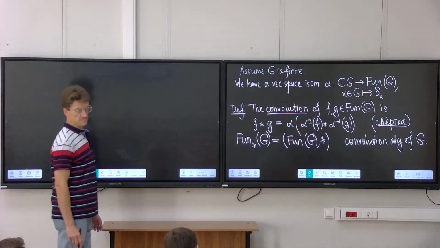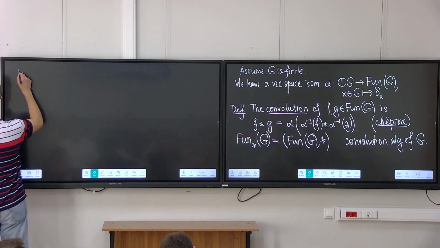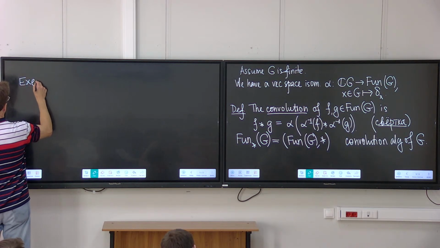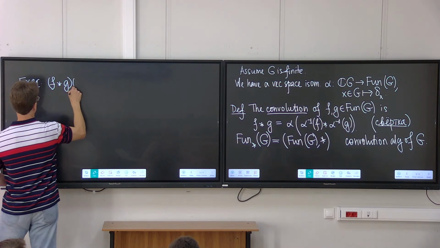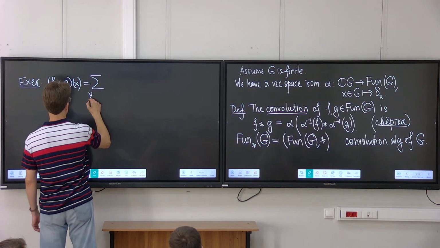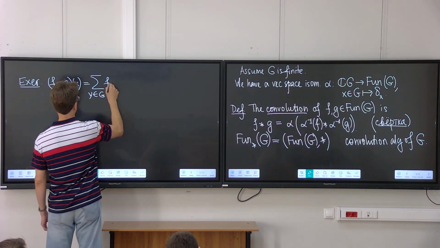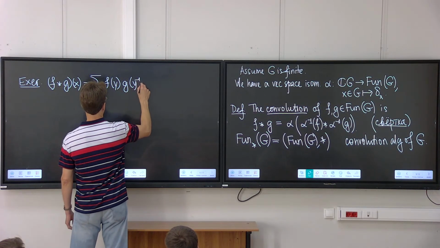There is a useful simple formula for the convolution. This is a little exercise for you. Explicitly, the convolution of two functions f and g is given by the following formula: f star g evaluated at x is equal to the sum over y of f of y times g of y inverse x.